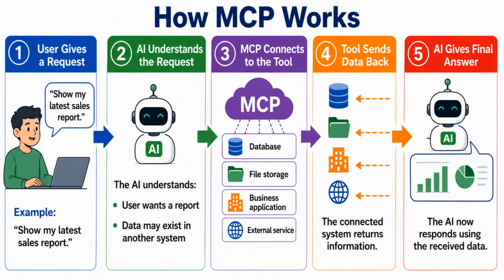Now we will see how MCP works. Step 1. User gives a request. For example, show my latest sales report. Step 2. AI understands the request. The AI understands the user wants a report. The data may exist in another system. Step 3. MCP connects to the tool. MCP communicates with database, file storage, business application, and external service. Step 4. Tool sends data back. The connected system returns the information. Step 5. AI gives a final answer. Now the AI responds using the received data.